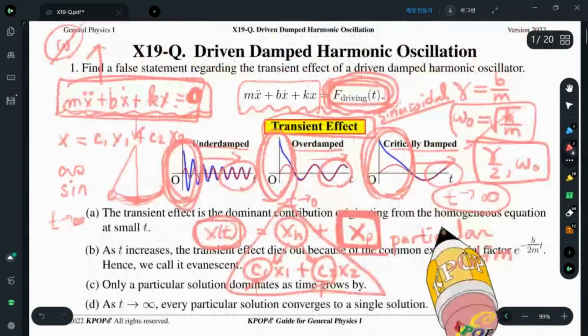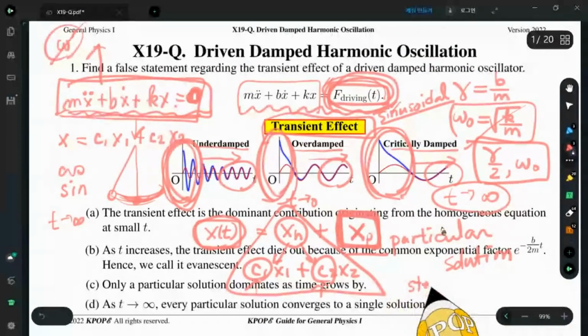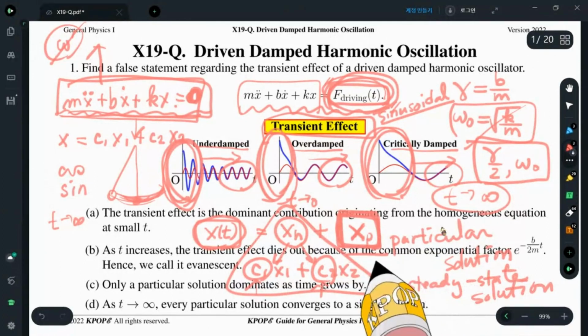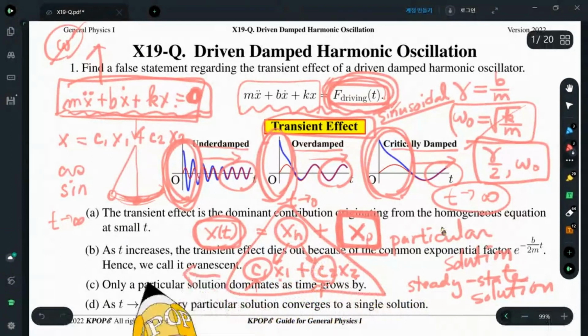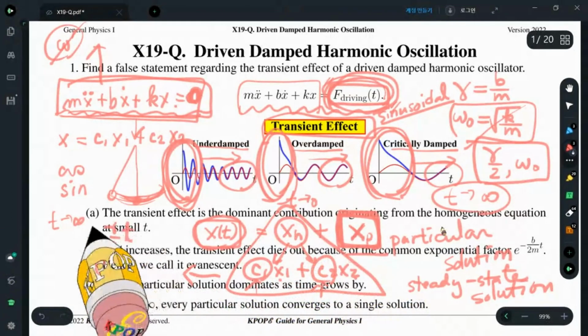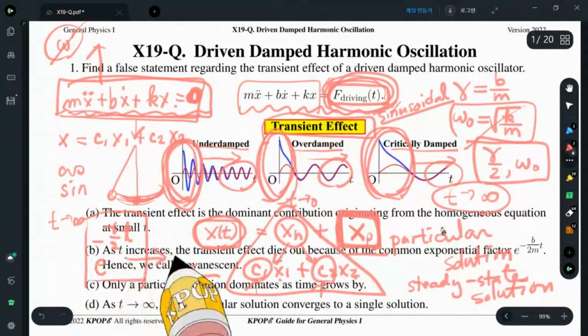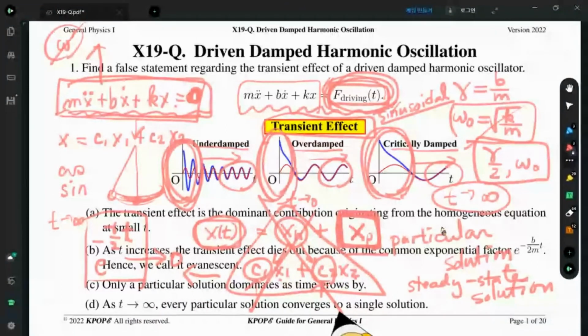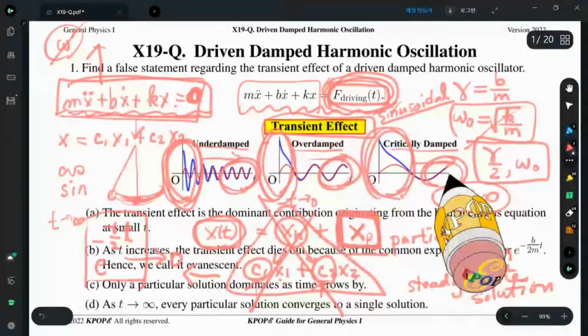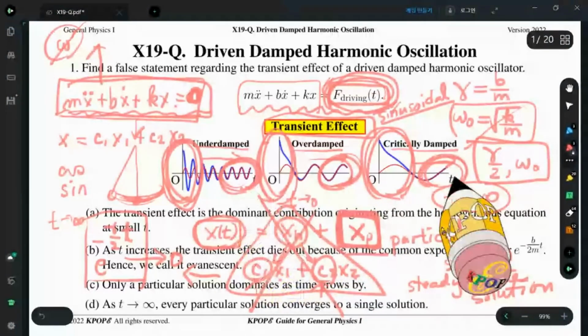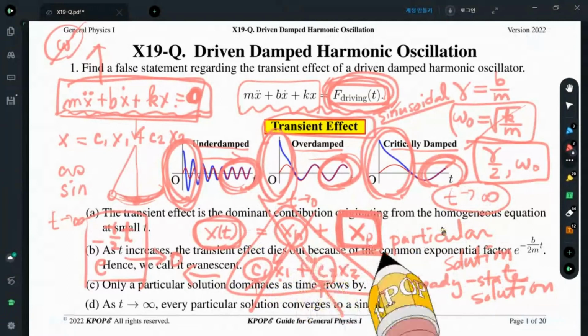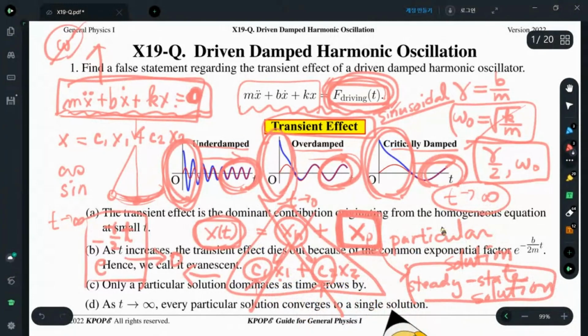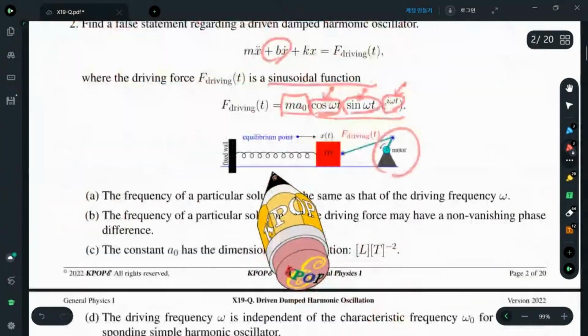And this particular solution is also called the steady state solution, because as t goes to infinity, both of these terms have the damping factor that decays arbitrarily. So it is very small as t goes to infinity. So the numerical value for this contribution disappears as t goes to infinity. And at t very large, only the particular solution survives. That's the reason why it is called the steady state solution. All right.